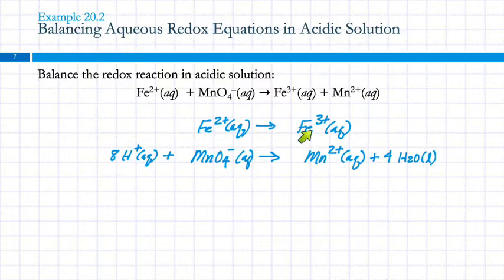So +2 and +3, I need them to be the same by adding electrons. So if I add 1 electron over here, this -1 and a +3 gives me a total of +2 on that. I'm sorry, +2 on this side and +2 on that side.